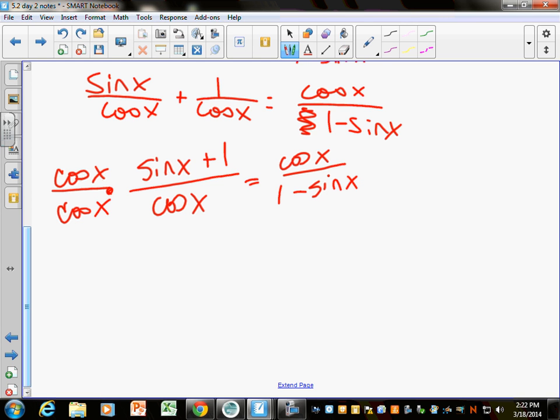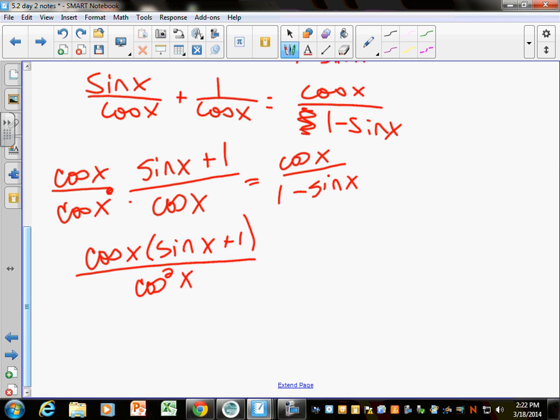This is actually different than how I did it on my paper. On my paper, I actually multiplied by sine x minus 1 and it worked out the same way. But on this one, we tried this in second hour. And now on top, I'm not going to distribute that. I'm going to get cosine x times sine x plus 1. And what do I get on the bottom now? Cosine squared.